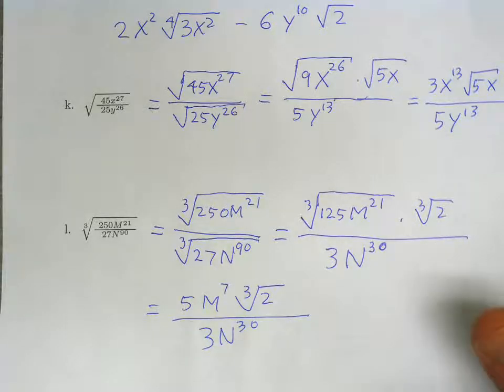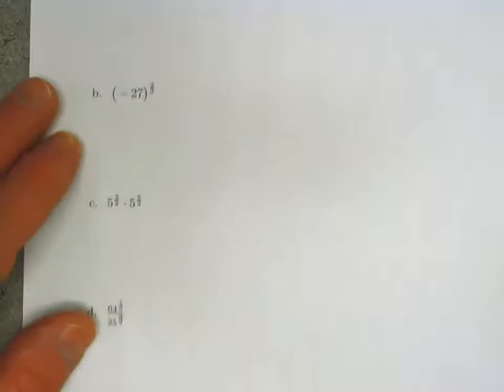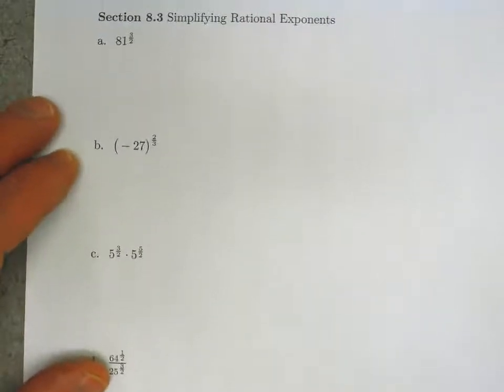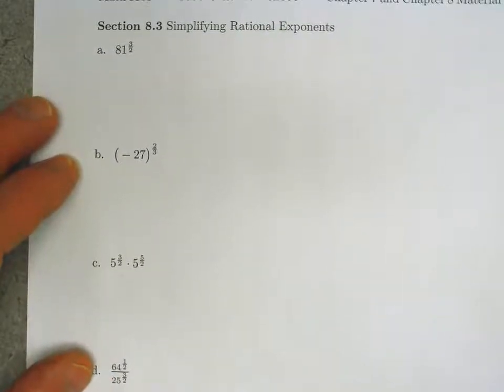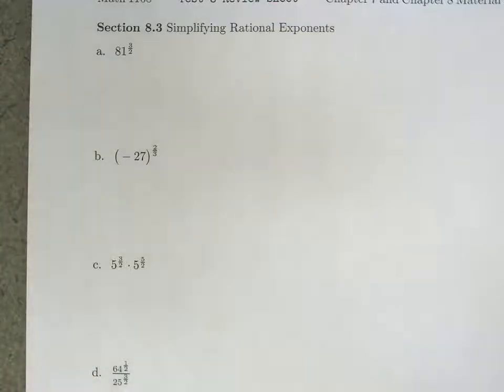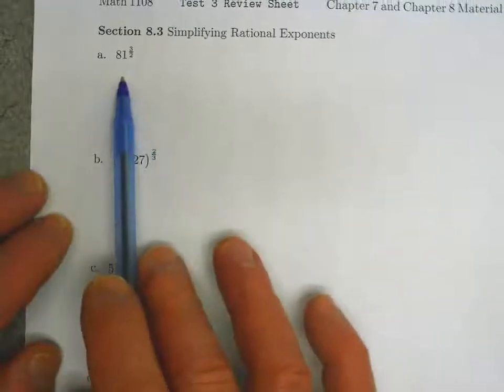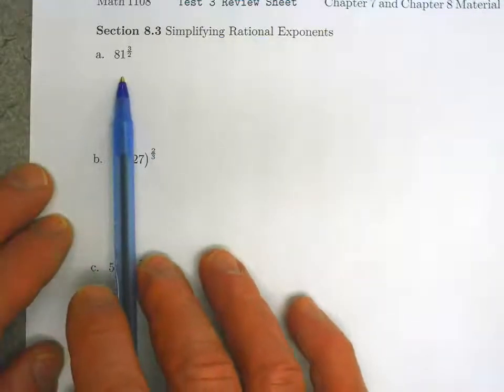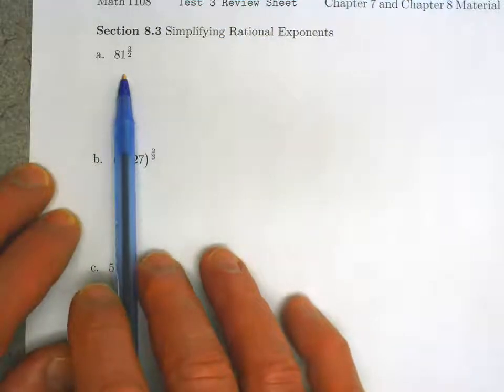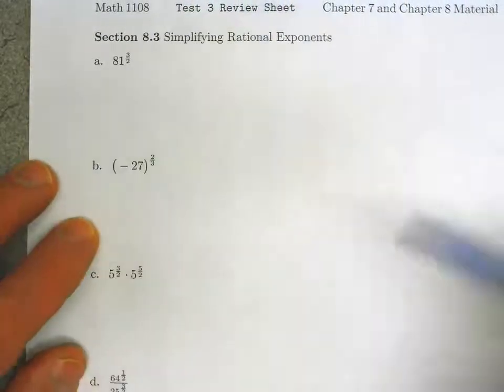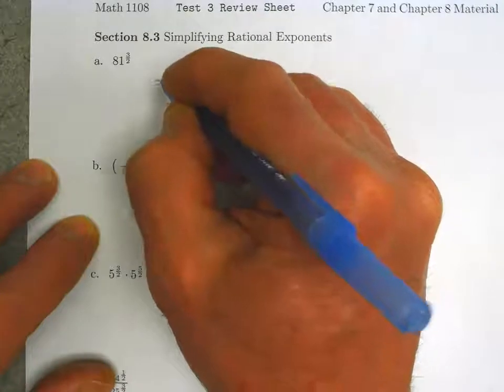Okay, the next page, we'll look at simplifying terms with rational exponents, or exponents that have fractions in them. Notice this doesn't say to convert to radical form, it just says to simplify. So the denominator of the exponent is 2, so that suggests a square root.